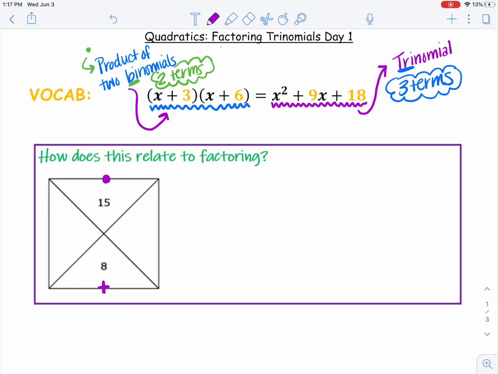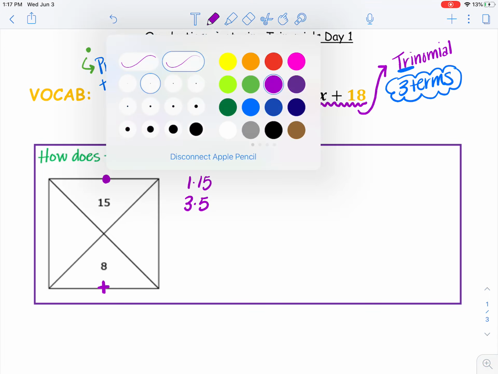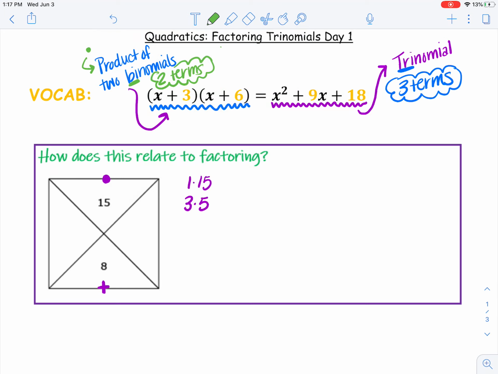So I'm going through my head and I'm thinking, okay, well 1 times 15 is 15. 2 doesn't go into 15. 3 times 5 is 15. And those are my only two pairs of numbers that multiply to give me 15. So I'm thinking to myself, all right, which set of numbers is going to also add to give me 8? And it's the 3 and the 5. So those would be the sides of my number puzzle.